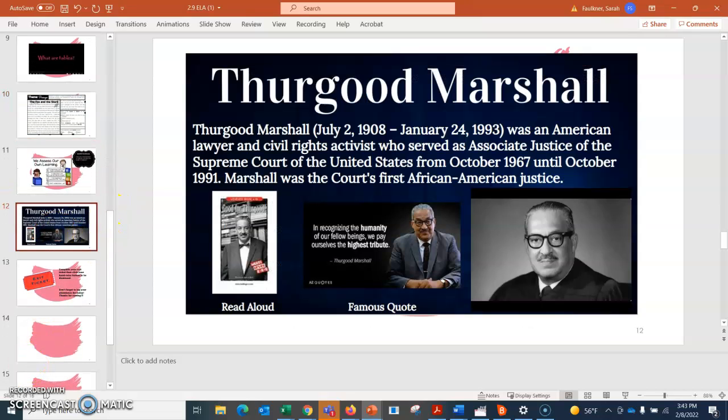All right, as we close today, I want to continue our series on Black History Month. So today we want to talk about Thurgood Marshall. Thurgood Marshall was born July 2nd, 1908, and he passed away on January 24th, 1993. He was an American lawyer and civil rights activist who served as an Associate Justice of the Supreme Court of the United States from October 1967 until October of 1991. Marshall was the court's first African American justice. If you would like to know more about Thurgood Marshall, you can find the read aloud, Good for Thurgood.